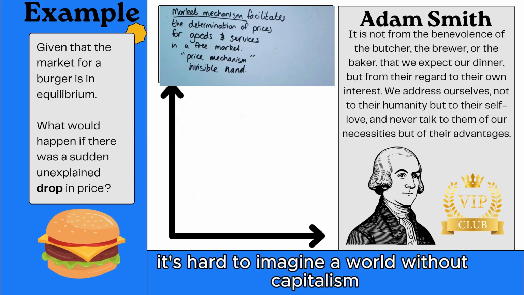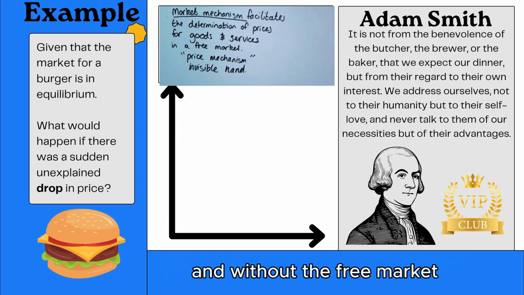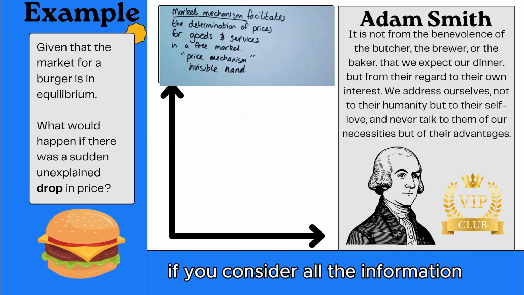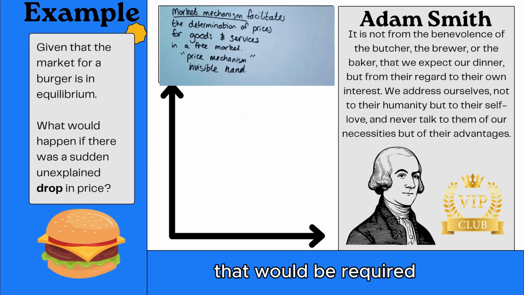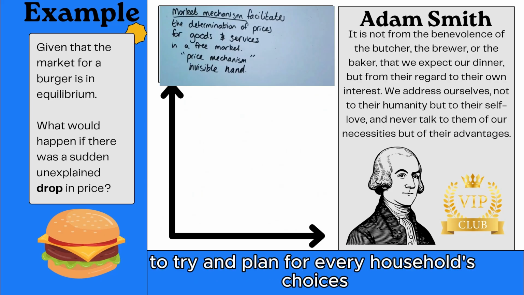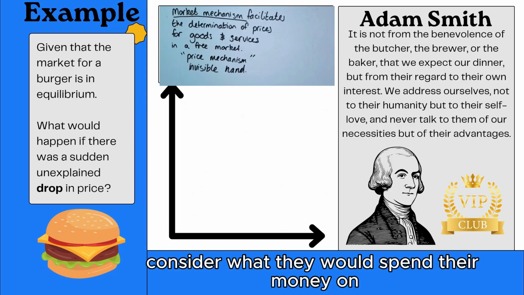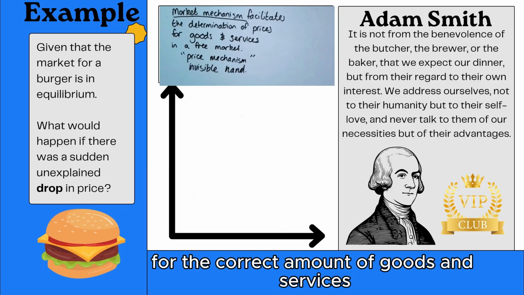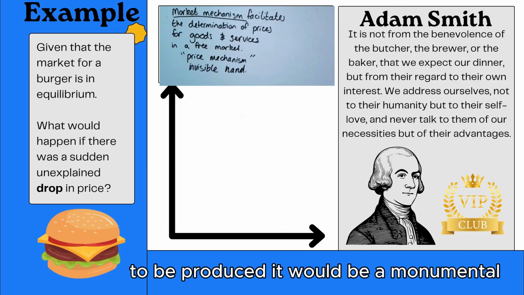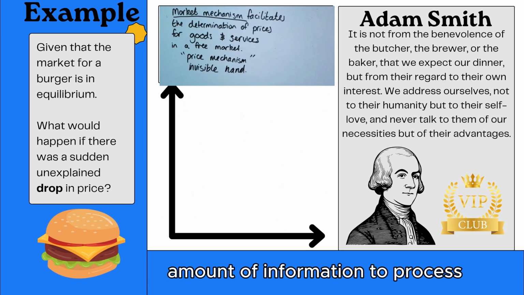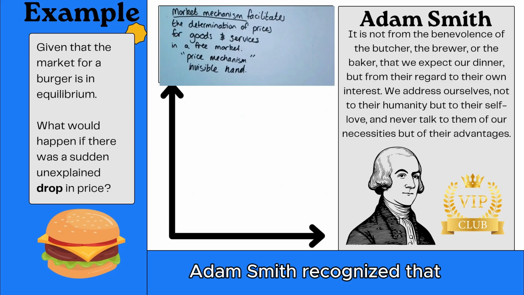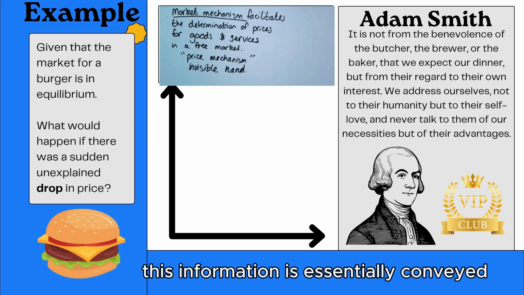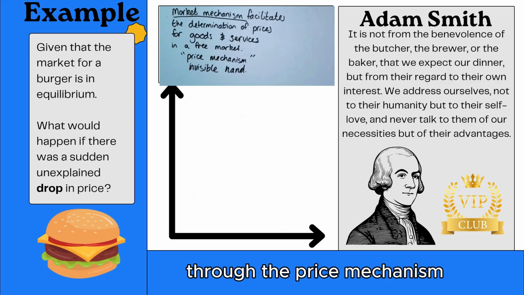It's hard to imagine a world without capitalism and without the free market. If you consider all the information that would be required to try and plan for every household's choices, consider what they would spend their money on, and then plan for the correct amount of goods and services to be produced, it would be a monumental amount of information to process. Adam Smith recognized that this information is essentially conveyed through the price mechanism.